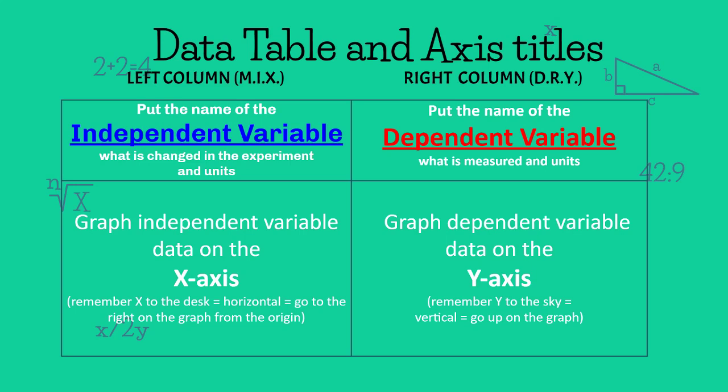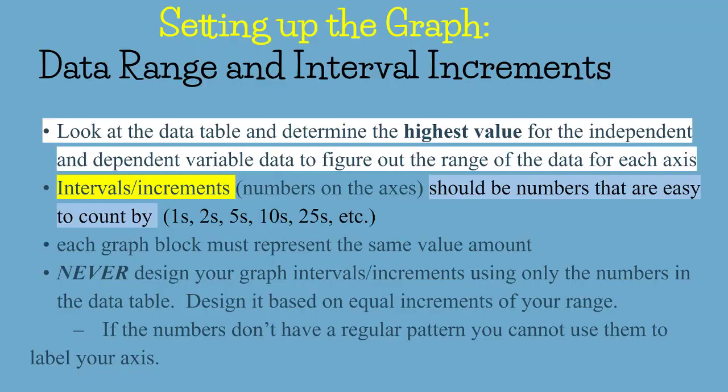Alright, so the data table and axis titles. Okay, so the left column, MIXDRY, if you guys remember that from some of your other science classes, put the name of the independent variable, that's what's changed in the experiment, and the units, okay, and that's going to go on the x-axis. The dependent variable is what is being measured, and that is going to go on the y-axis. That's the one that goes up and down. So your dependent is going to be your distance, and your independent is going to be your time.